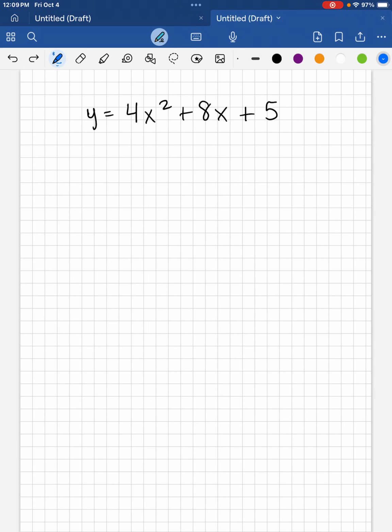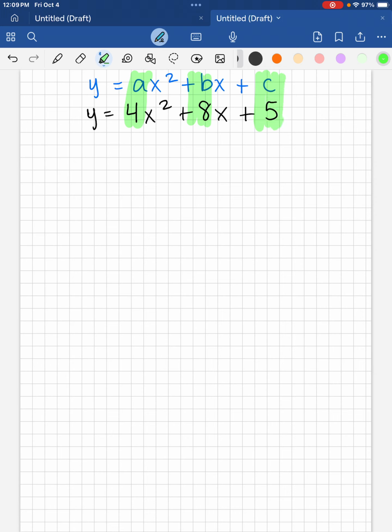Okay, so with this equation, what we are going to be doing is graphing y equals 4x squared plus 8x plus 5. We need to recognize that this equation is given in standard form. So the standard form formula is y equals ax squared plus bx plus c. And you'll notice if I compare these, a, b, and c are these numbers right here.